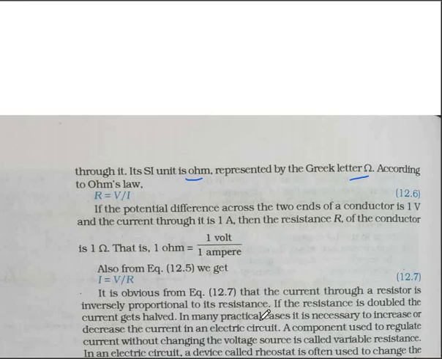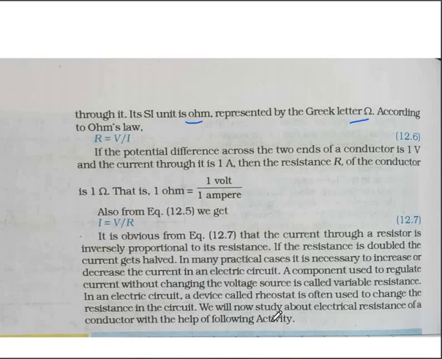In many practical cases, it is necessary to increase or decrease the current in an electrical circuit. A component used to regulate the current without changing the voltage source is called a variable resistance. In an electrical circuit, a device which is known as a rheostat is often used to change the resistance in the circuit.